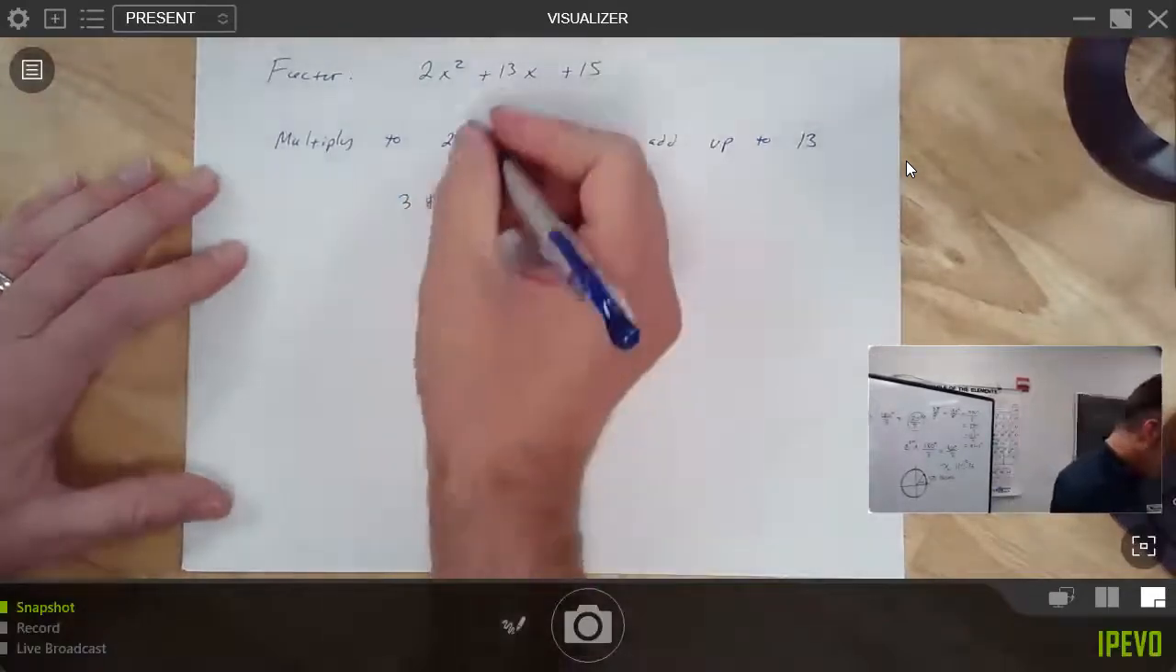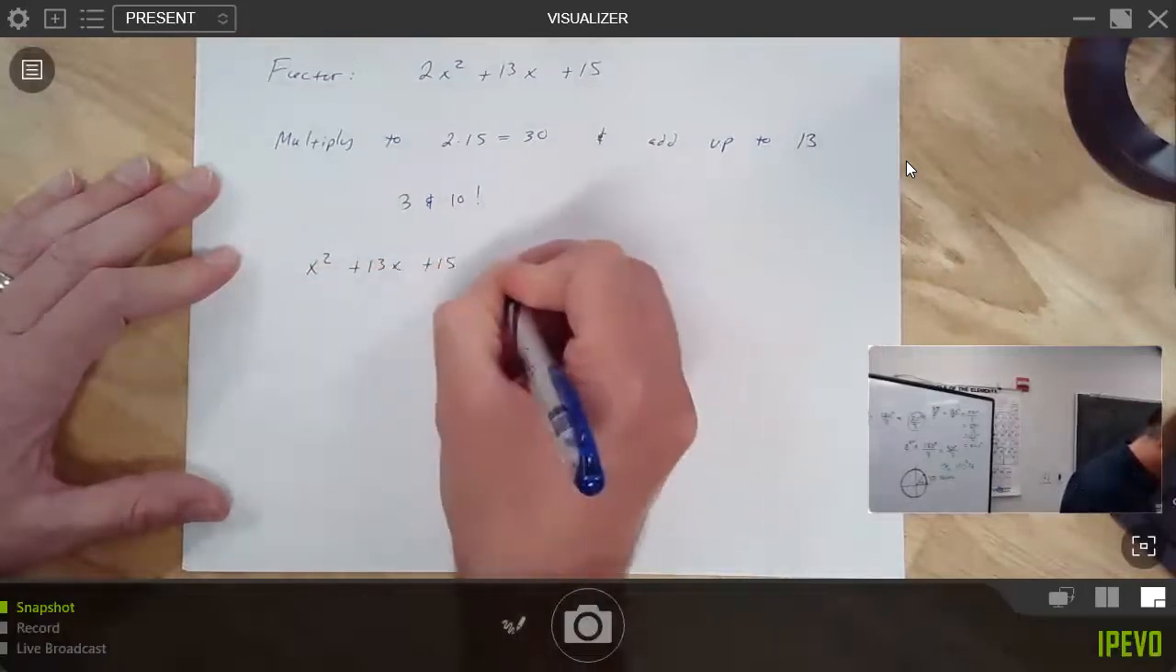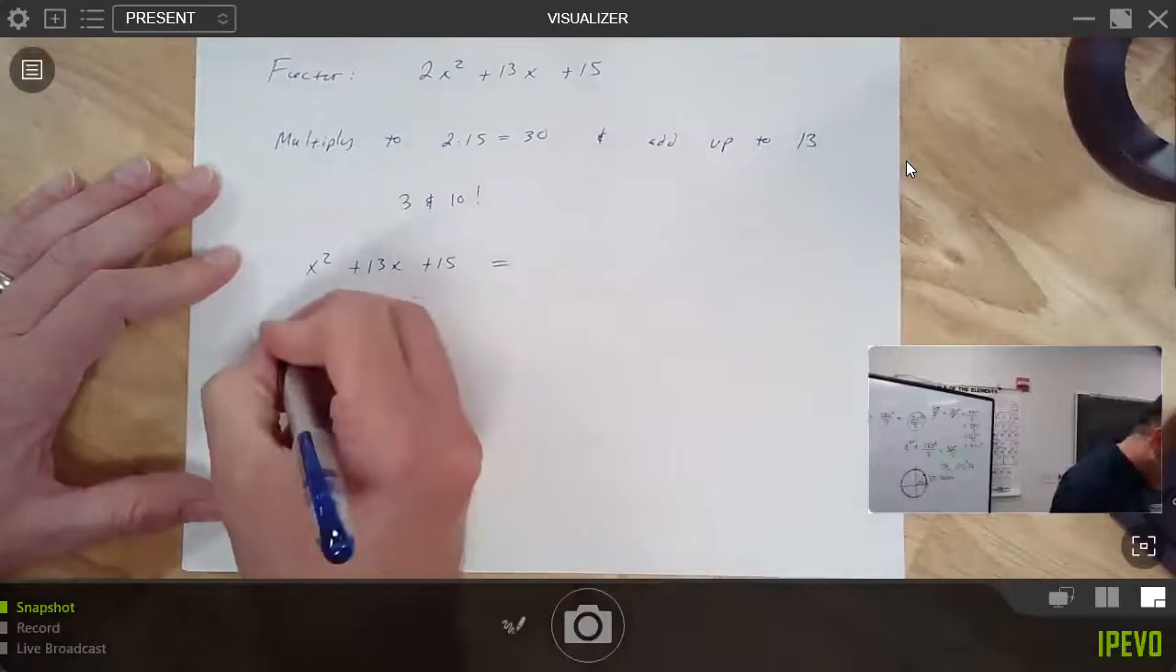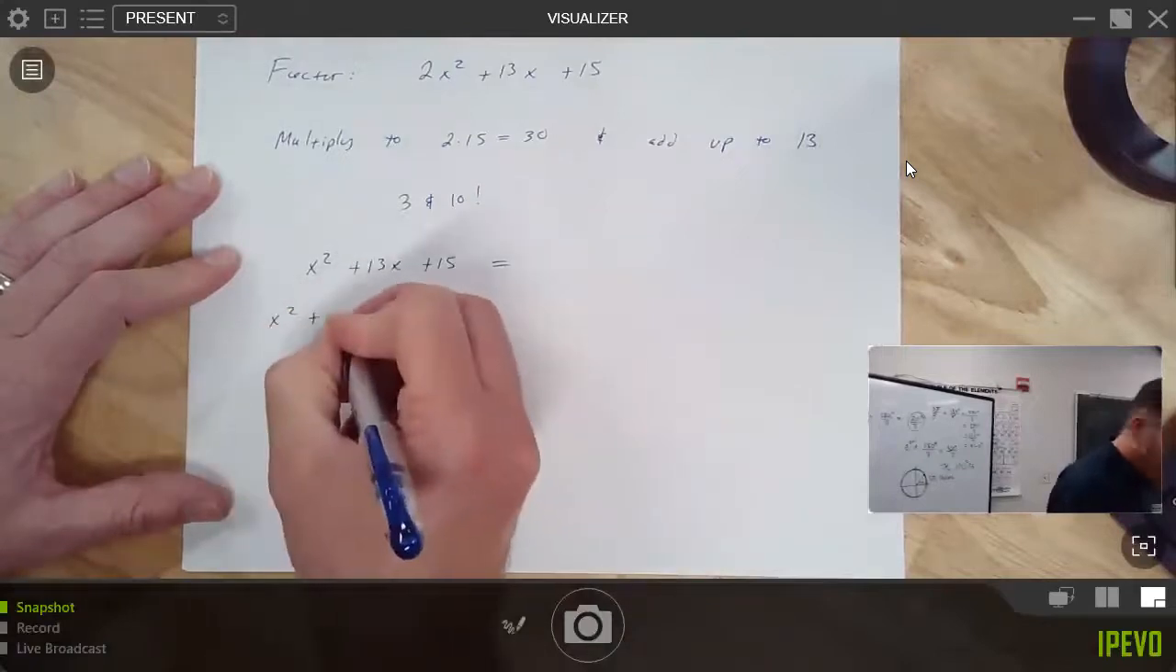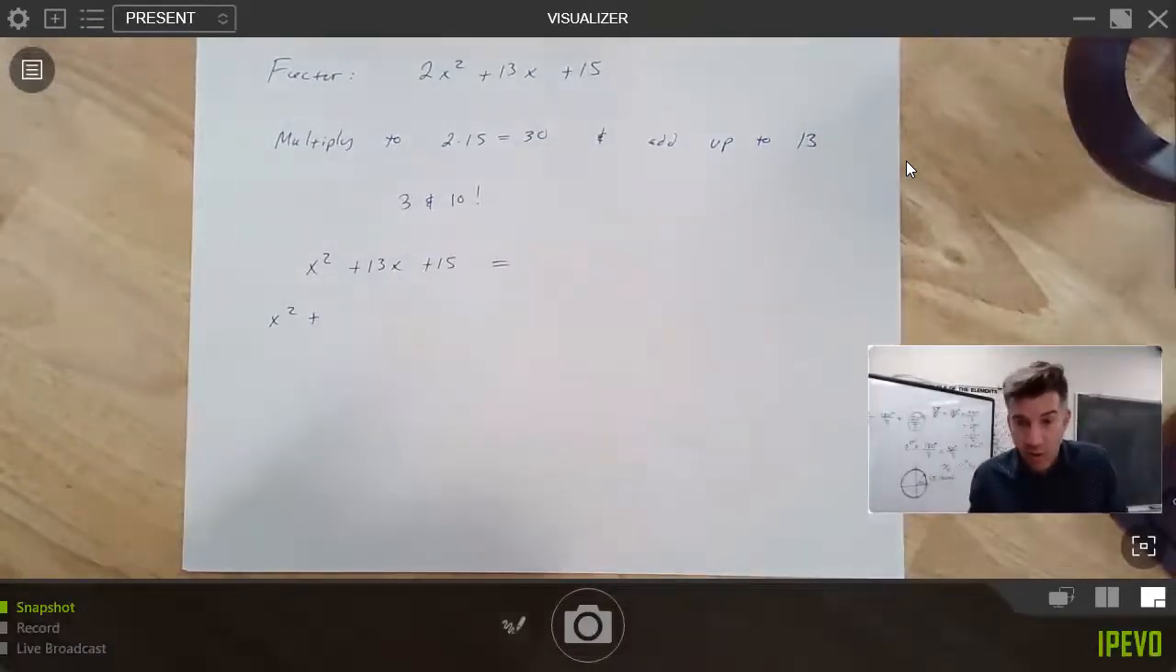So then I'm going to take 2x squared plus 13x plus 15, and I'm going to rewrite it as 2x squared plus, I don't care which order. You can either do 10x plus 3x or 3x plus 10x. Either way will work.